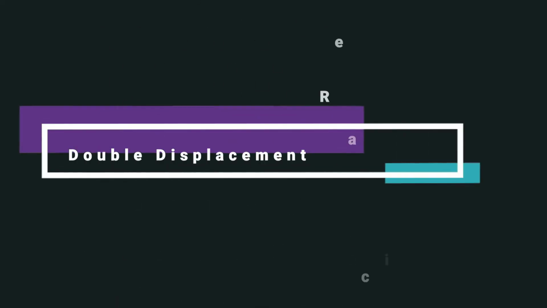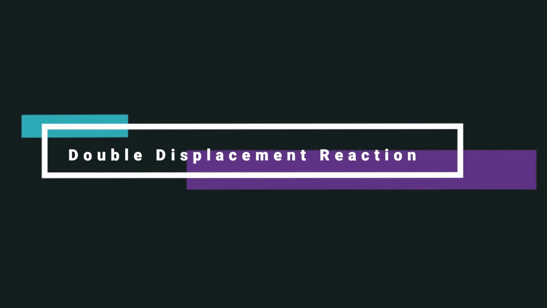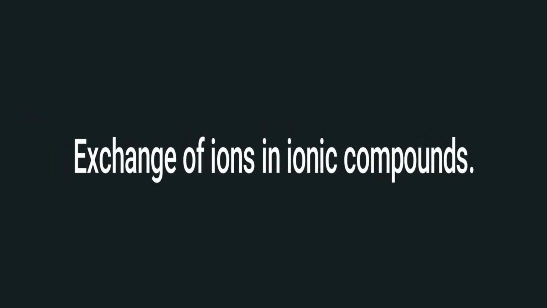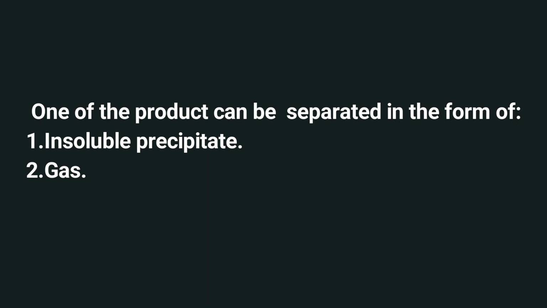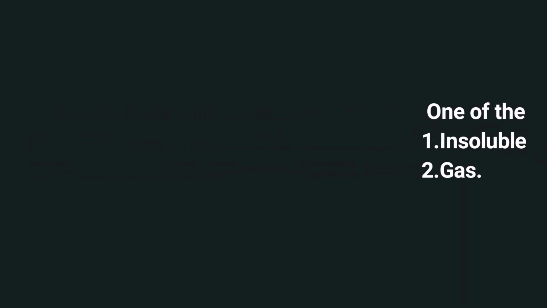These reactions are called double displacement reactions. These types of reactions have two important features: exchange of ions between ionic compounds, and one of the products can be separated in the form of an insoluble precipitate or gas.